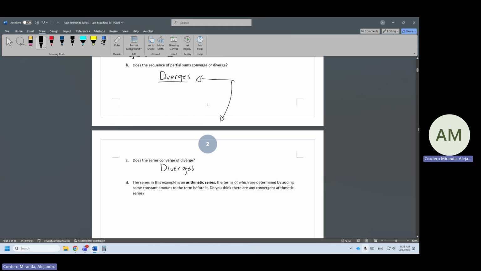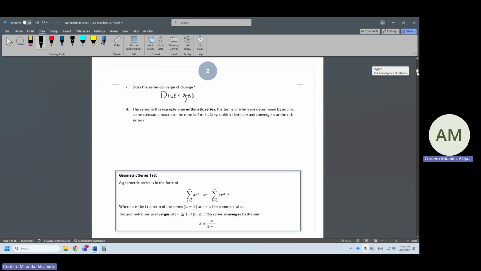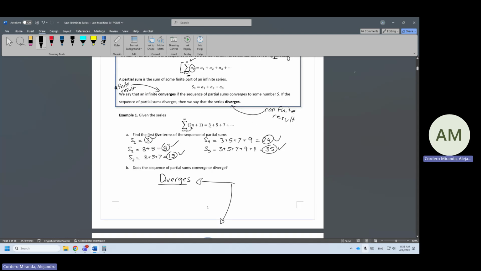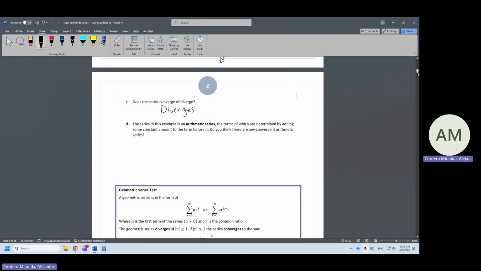All right, the series in this example is called an arithmetic series, the terms of which are determined by adding the same constant amount to the term before it. So do you think there are any convergent arithmetic series? What this is saying is that the first term was 3, then the next term was 5, then the next term was 7. So it's arithmetic because they keep increasing by the same amount. It's a distance of 2 between each one. So basically, if the formula for them looks like a linear function, that's going to be arithmetic. Can you think of a way to make that converge, or do you think they will never converge?